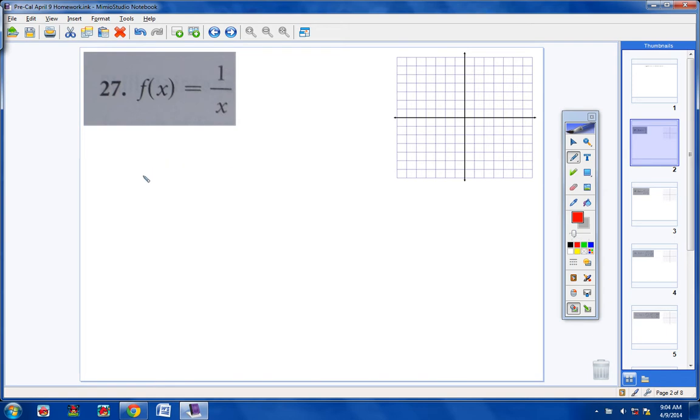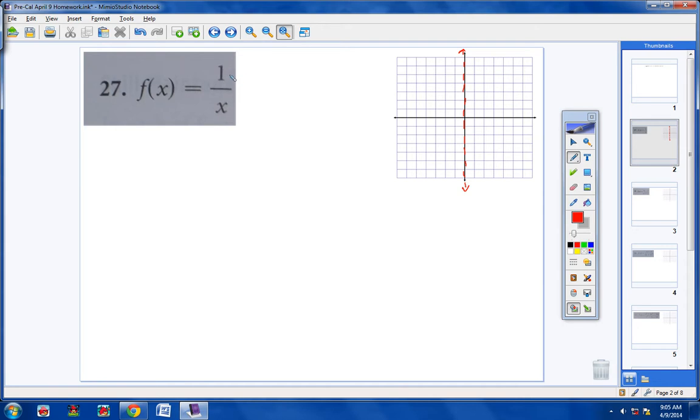In order to find the vertical asymptotes, we take our denominator and we set it equal to 0, x equals 0, and we solve. There's really nothing to solve. Obviously x equals 0, so we have a vertical asymptote at 0. Okay, moving on to horizontal asymptotes.